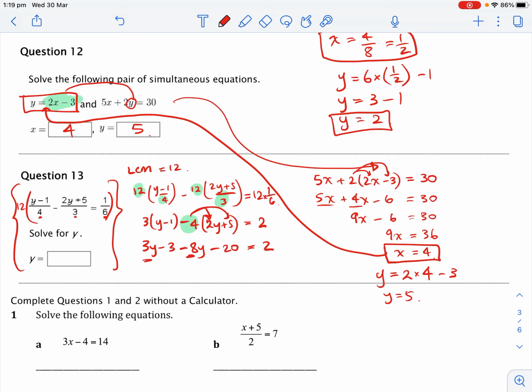Collect the like terms. 3y take 8y is minus 5y's. Negative 3 and negative 20 is, so minus 3 take away another 20 is minus 23. That equals 2. Now we add 23 to both sides and we get minus 5y is equal to 25. And then divide by negative 5, which gives me an answer of minus 5.